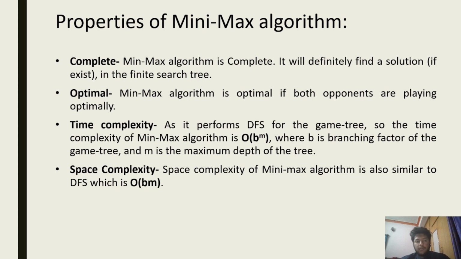Coming to time complexity, as it performs DFS on the game tree, the time complexity of the MinMax algorithm is big O of b^m, where b is the branching factor of the game tree and m is the maximum depth of the tree. So big O of b^m is the time complexity. Coming to space complexity, it is similar to DFS, that is big O of bm.